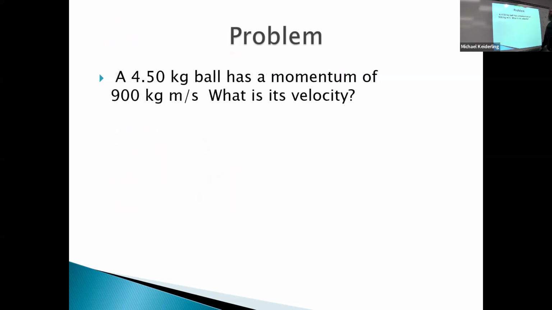Here, if we have a 4.5 kilogram ball with a momentum of 900 kilogram meters per second, what is its velocity? So in general, with momentum problems, these are the two kinds of calculations you're going to be making a lot of. You're either going to be finding the momentum because you know the mass times the velocity, or you will have worked out what the momentum should be, and then usually you're looking for the velocity because you know the mass.